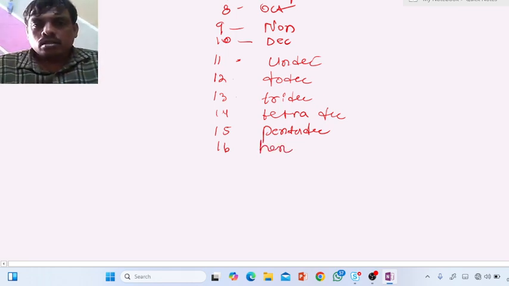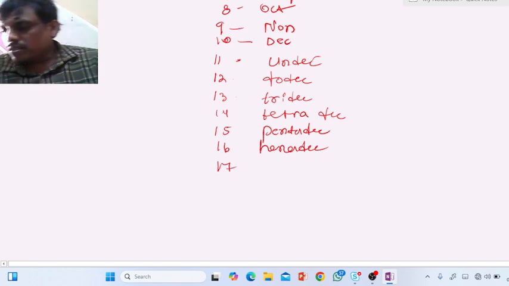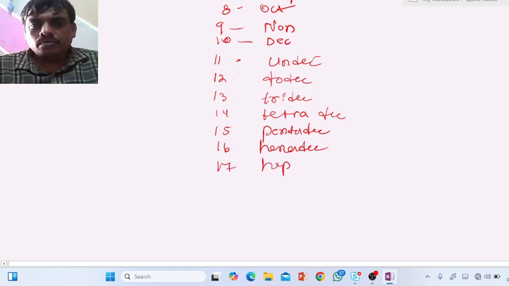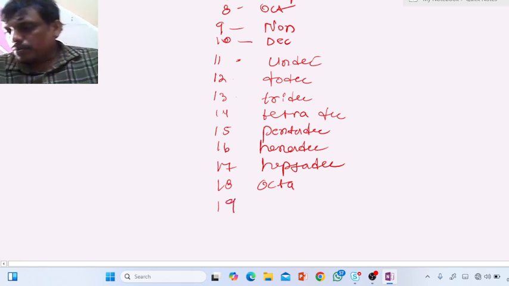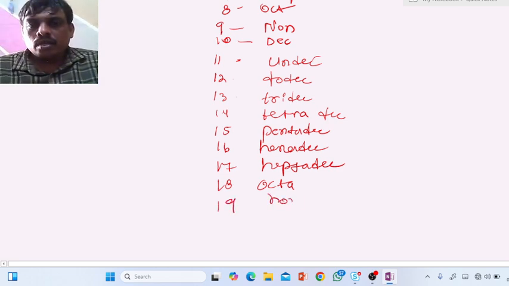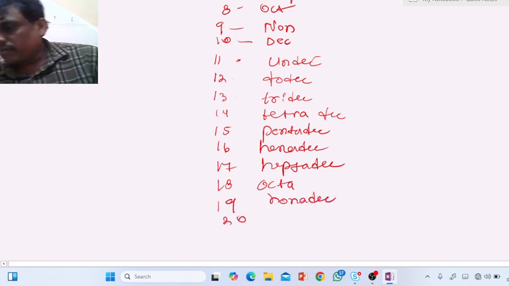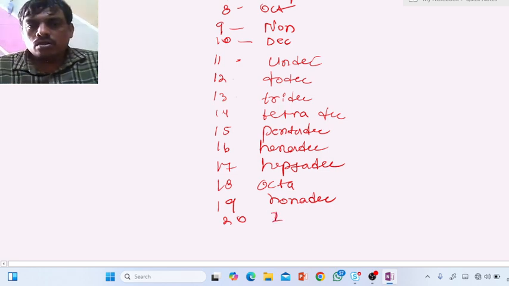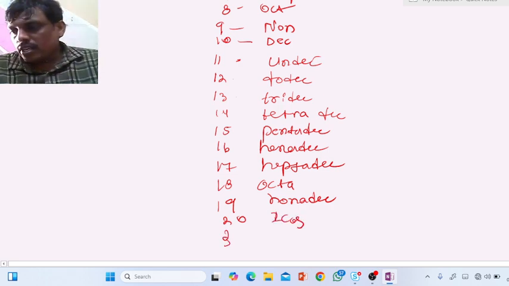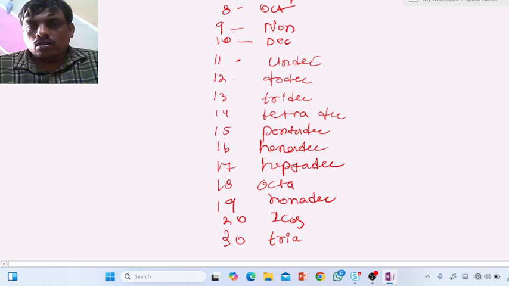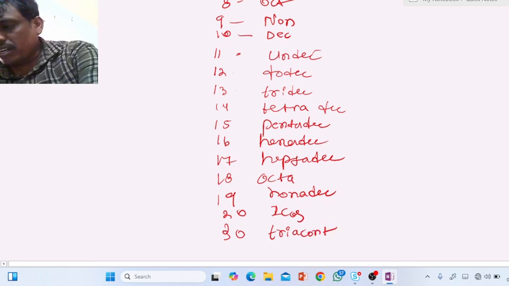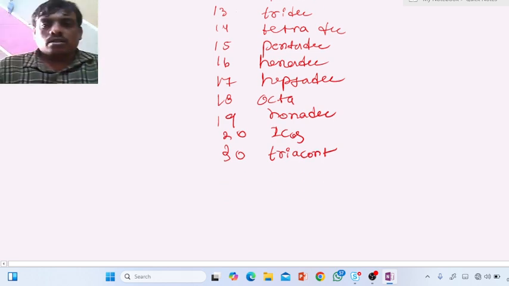16 carbons, hexadeca. 17 carbons, heptadeca. 18 carbons, octadeca. 19 carbons, nonadeca. 20 carbons, icos. 30 carbons, tricont. 40 carbons in a chain, tetracont.